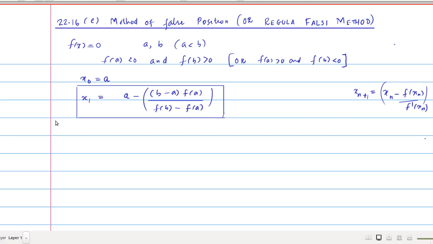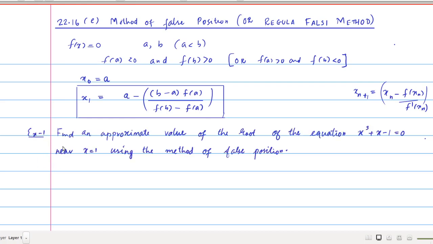So this is example 1. I will write the question. Find an approximate value of the root of the equation x cube plus x minus 1 equal to 0 near x equal to 1, using the method of false position. So in this question it is given that the root is near x equal to 1. We need to find a root near this x equal to 1.